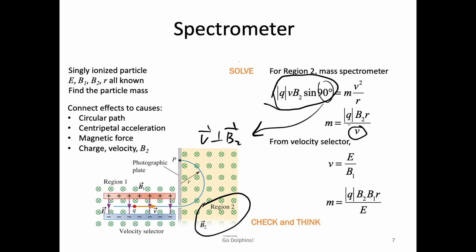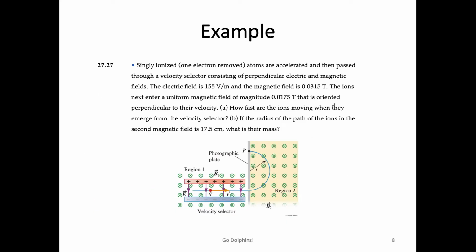Now, of course, we can replace v equals E over B1 that we have for the velocity selector and have an expression for m. But this one is already pretty useful. So this is a theoretical derivation. So let's apply this equation to an example.